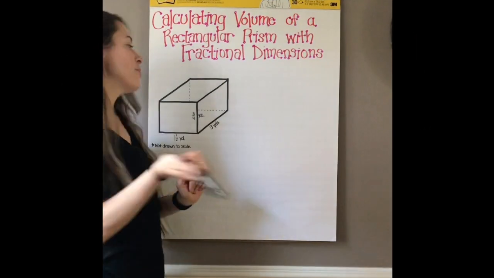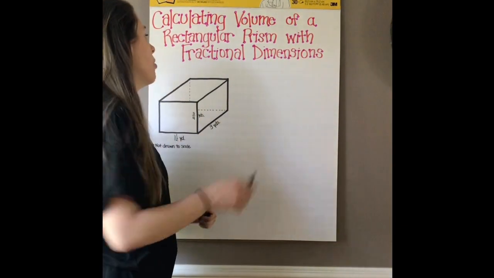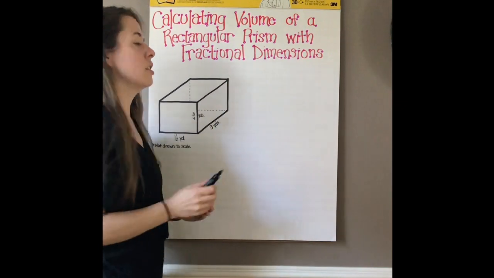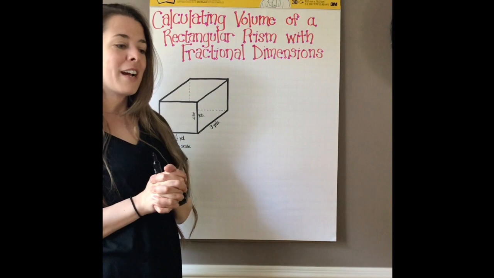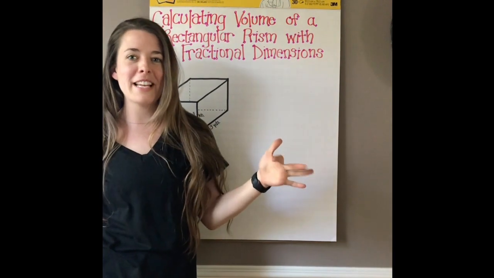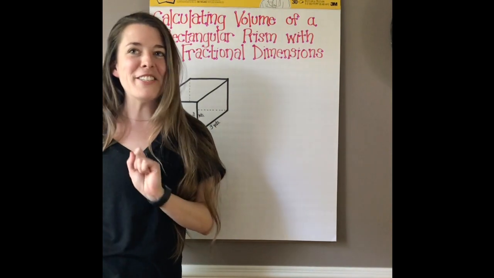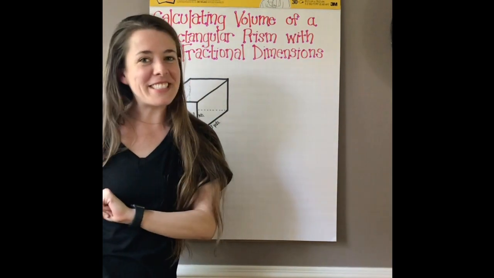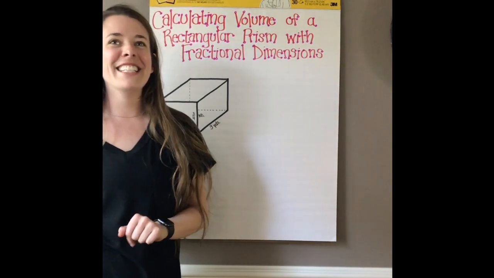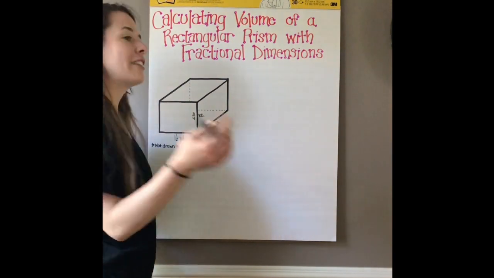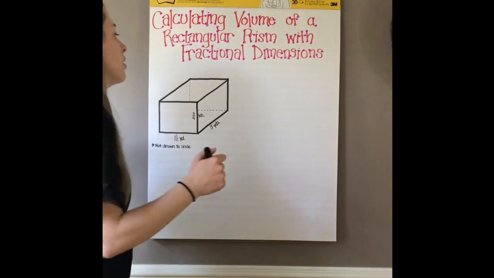All right, so we're going to calculate the volume of this rectangular prism, and it has fractional dimensions, which means we're going to have to think back to the unit where we learned fractions. Does anyone remember what unit that is? All right, I'm still in my dining room and you're still in your homes. We're not back in the classroom. So it was unit 3. I know you're all thinking that. And we are going to think back to that information in order to calculate the volume of this figure.